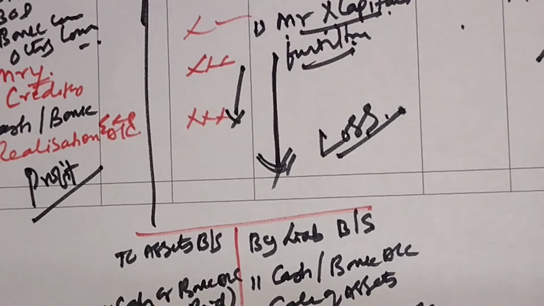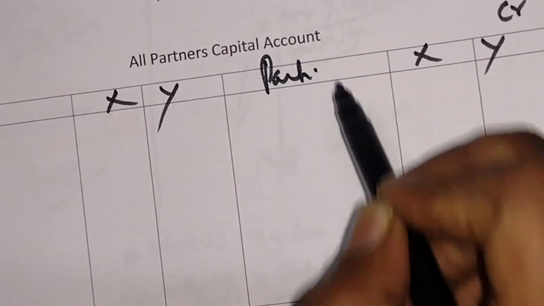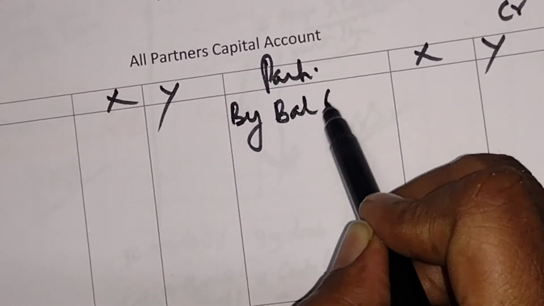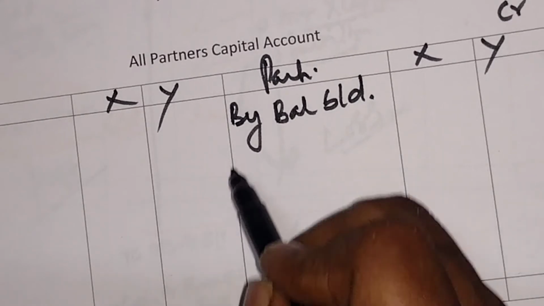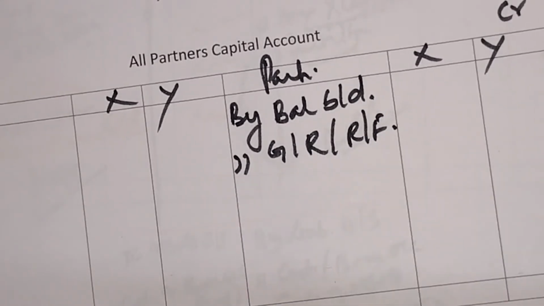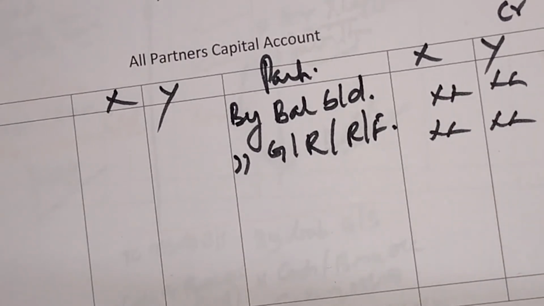Next we need to discuss all the partners' capital account. Here I am showing the partners' capital account with only two partners, X and Y. Particulars. In the credit side, you see the very first one is normally the balance brought down. The second entry is by general reserve or reserve fund, that should be distributed to partners as per their profit sharing ratio.